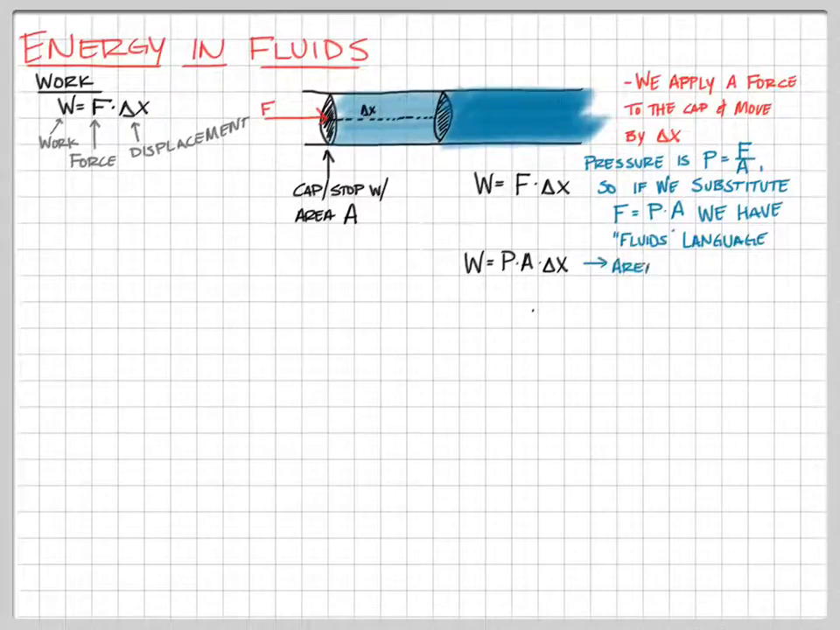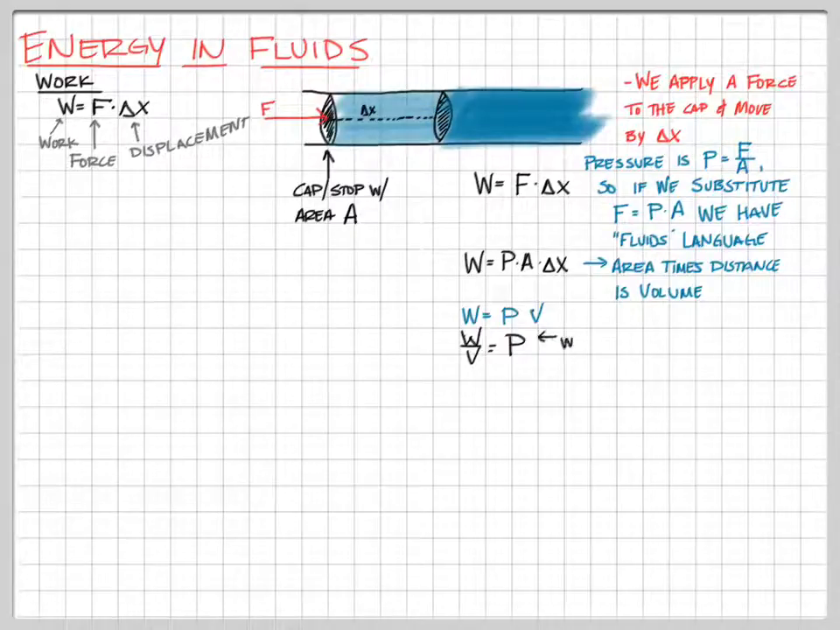Now, I know that area times a distance is volume. So work here is going to be pressure times volume. I'm just redefining work in terms of fluids. So work over volume is another way of expressing pressure. Another way of saying that is pressure is work per unit volume. But that's going to allow me to talk about work in terms of pressure a little bit more easily. Work over volume is pressure.